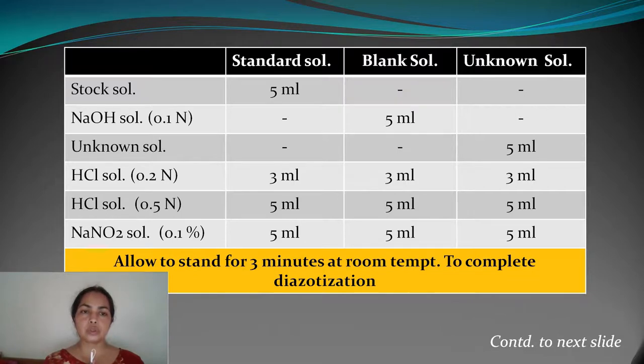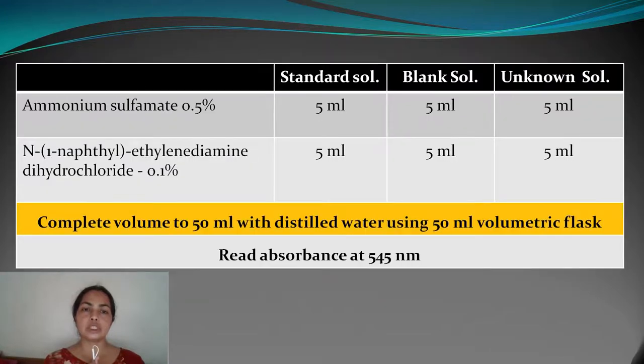The stock solution will be used to prepare the standard solution. The blank and unknown won't carry stock solution. The unknown will contain the sample, while the blank solution will contain 5 ml of NaOH solution. Then HCl 0.2 normal and 0.5 normal will be added, followed by addition of sodium nitrite in 5 ml amount, and we will allow it to stand at room temperature to complete the diazotization reaction.